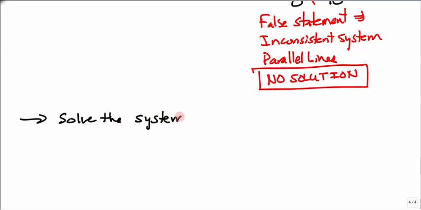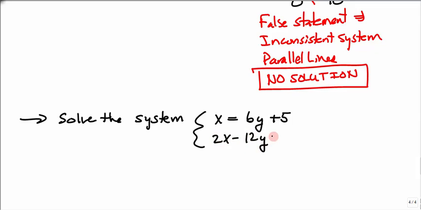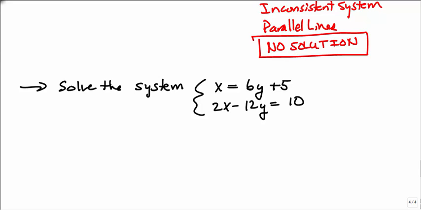So for this one, let's solve the system x equal 6y plus 5 and 2x minus 12y equals 10. Now, when we're working with these types of setups, it's better usually to have all the x's and y's on one side and constants on the other, but this one is set up really nice for substitution.